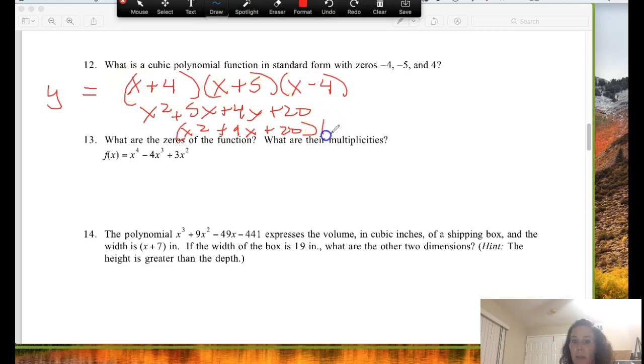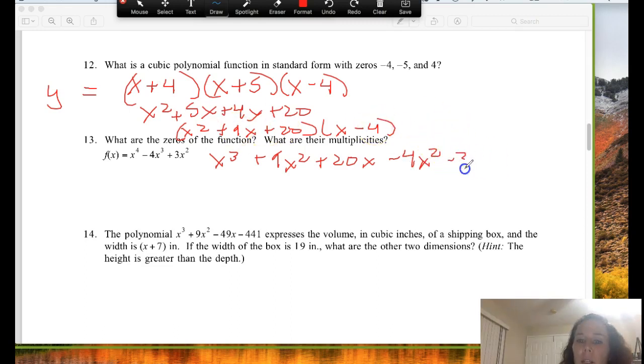Now you've got to multiply this times x minus 4. So go again. x times x squared is x cubed. x times 9x will be 9x squared. x times 20 will be 20x. Negative 4 times x squared is negative 4x squared. Negative 4 times 9x is negative 36x. And then negative 4 times 20, 4 times 2 is 8, so that's going to be negative 80.